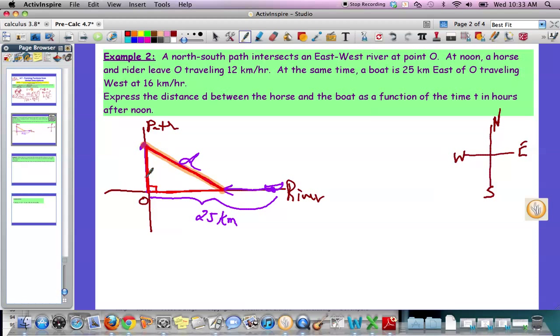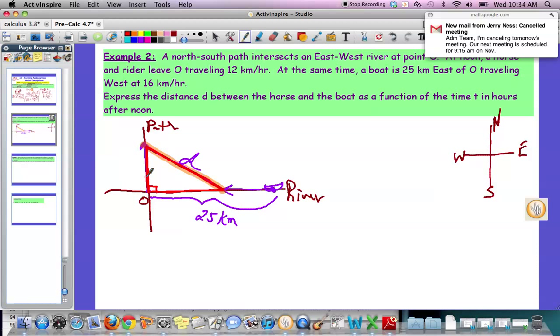How far do you go depends on two things. What are the two things it depends on? Speed and time. It depends on your speed and your time. You drive 60 miles per hour, you drive for 3 hours, you've traveled 180 miles. You walk at 5 miles per hour and you do it for 30 minutes, how far do you go?